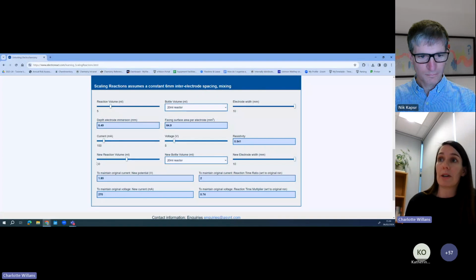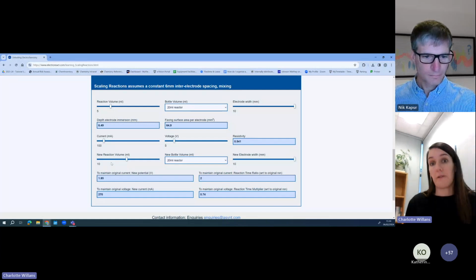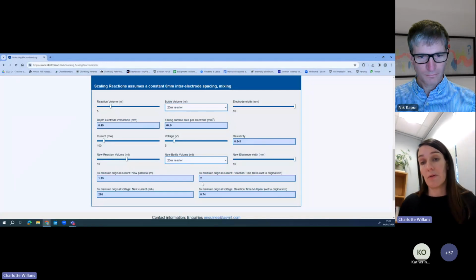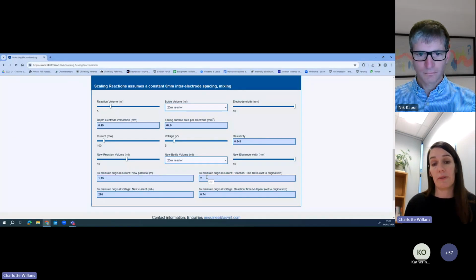If you change that reaction volume, you're changing the electrode surface that's in solution, so the depth of the electrode in solution, which of course increases the surface area. From this, you can work out what new current is required to maintain that same voltage as you used before, or if you're running in constant current mode, what current you need to maintain the original voltage. And then of course that affects the time that you run the reaction for as well. So for example, if this is 2, you have to run your reaction for twice as long as in your previous reaction.